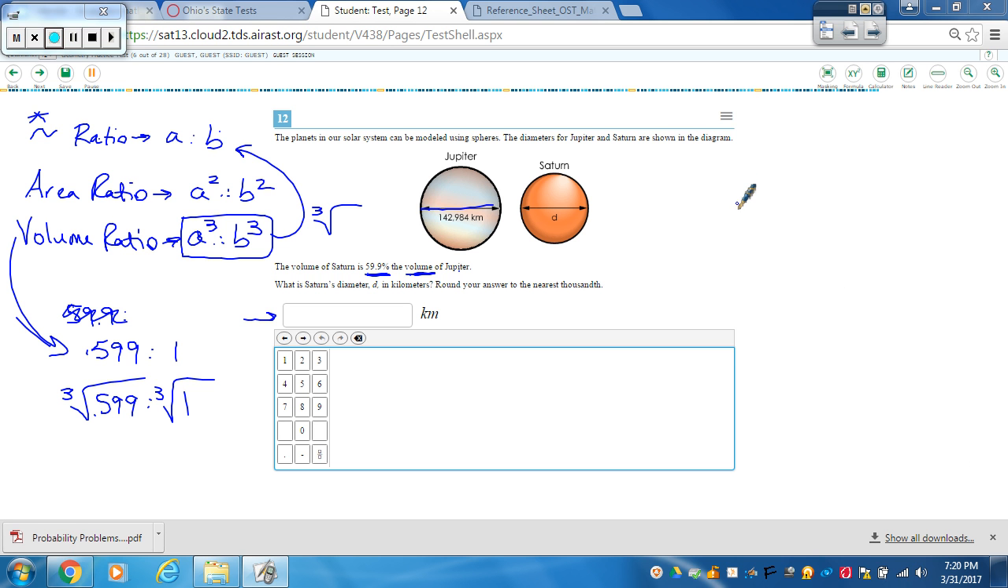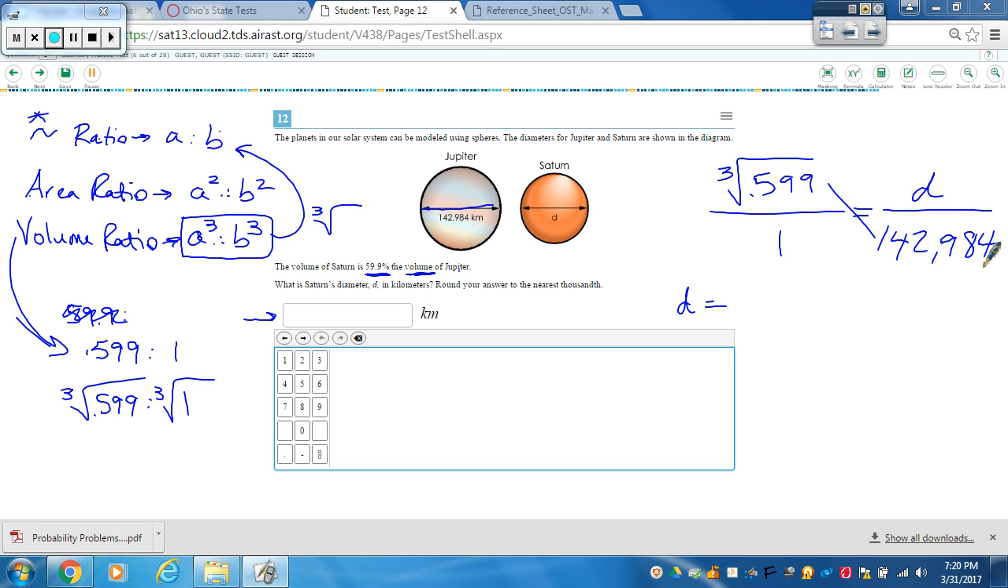So we basically have this ratio here: the cube root of 0.599 over 1, or the cube root of 1, either way it's the same, is equal to the diameter of Saturn, we'll say d, over the diameter of Jupiter, 142,984 kilometers. Okay? And so if you just cross multiply here, you've got your answer. As I plug this into my calculator, I always take the bigger number first because there could be some parentheses issues here.